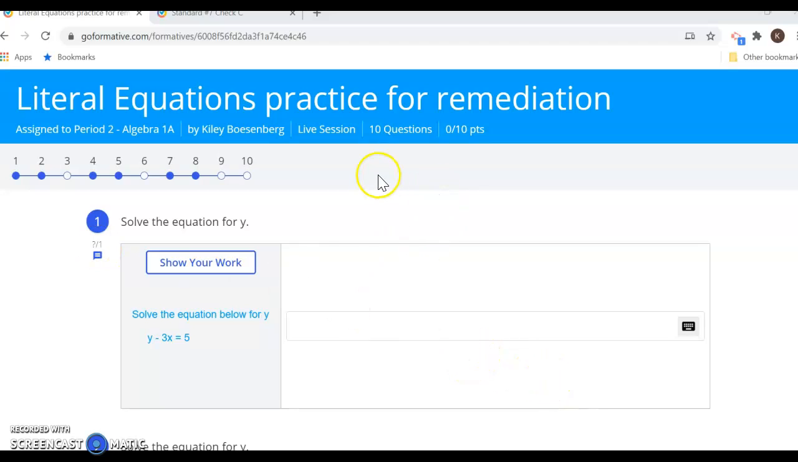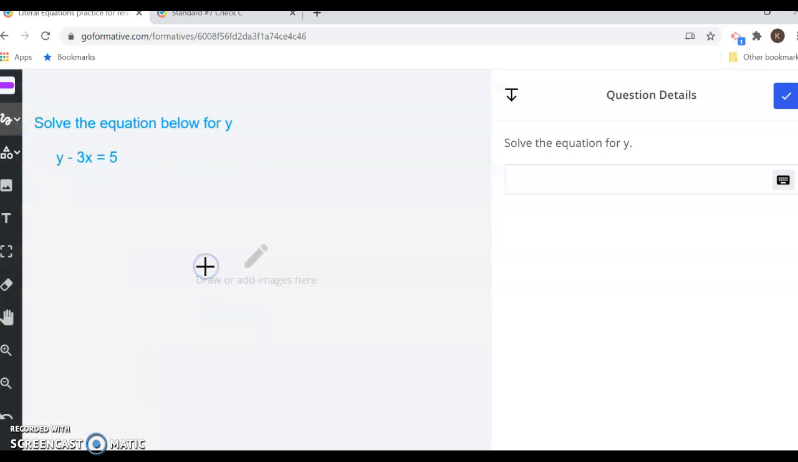So we're going to do this literal practice for remediation. What we're doing for all of these equations is solving them for y. The whole point of this is to get the y by itself. I'm going to click into this first one. If you'd like to pause this video and write the equation down so you can follow along, if you don't have access to this GoFormative, you can do that.